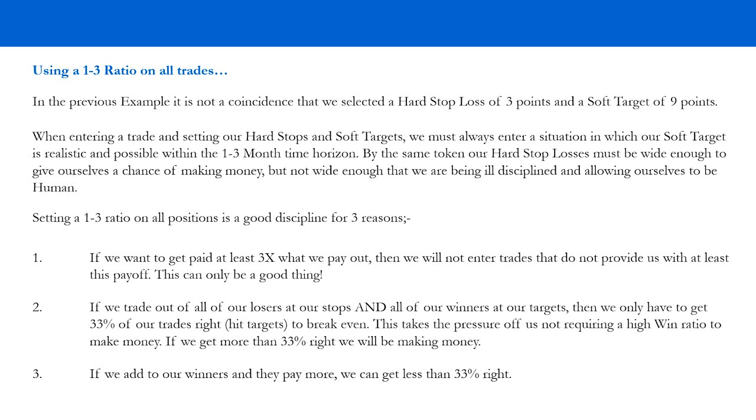And if we add to our winners, so the third reason as to why setting a 1 to 3 ratio on all positions is a good discipline, is if we add to our winners and then we get paid more, then we can get less than 33% right. So all round, adding a 1 to 3 ratio on all positions is a very good discipline.